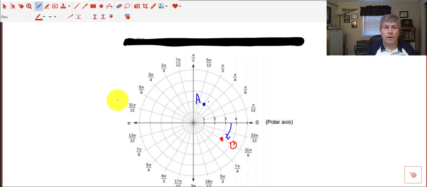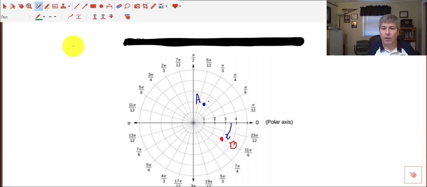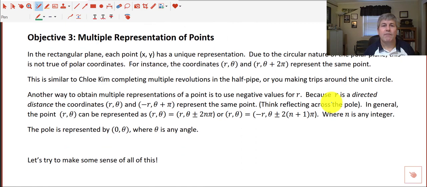And our third point, C, is (3, 11 pi over 6). Well, 11 pi over 6, we're going to go all the way around the unit circle, and we're going to end up over here, around the polar plane. And we end up at the same point as B, so B and C are located at the same location there. So as you saw in the last example, we can have multiple representations of points.